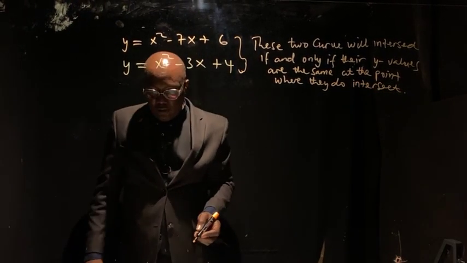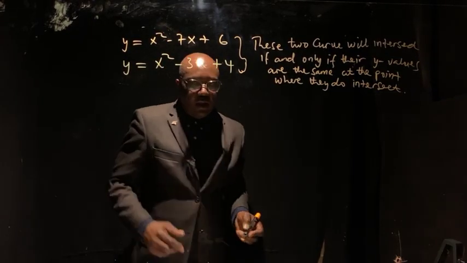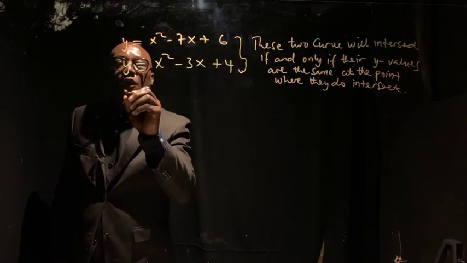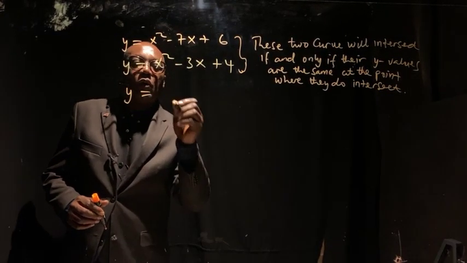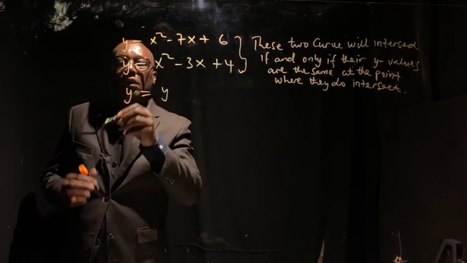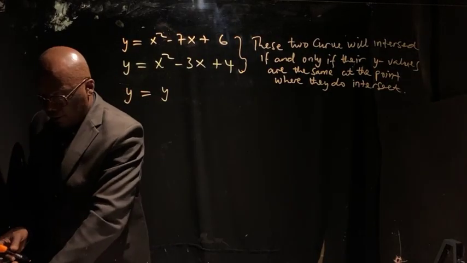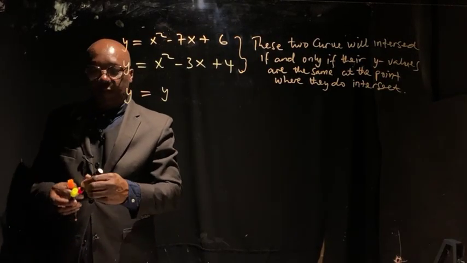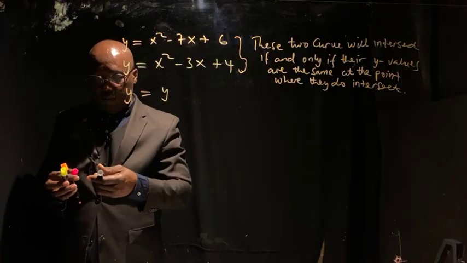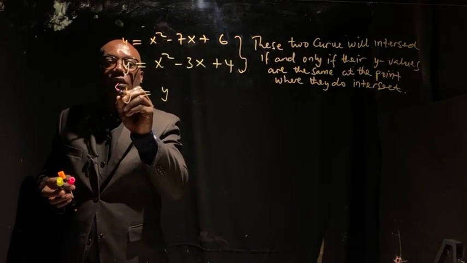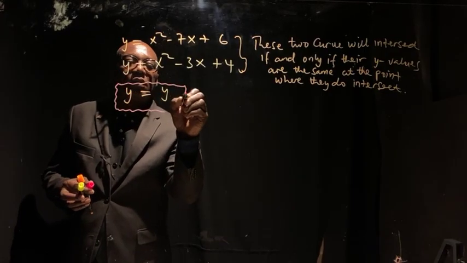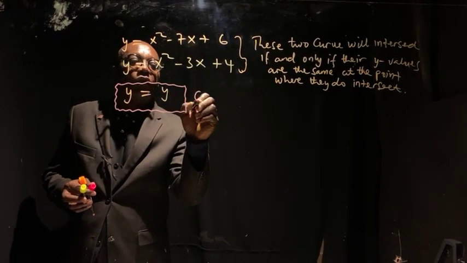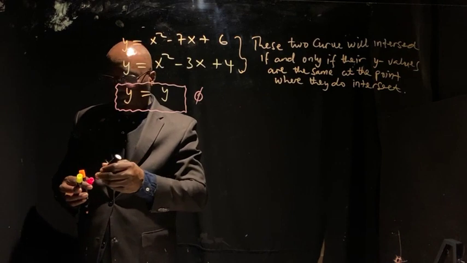Good. What's the meaning of that? At the point of intersection, y will be equal to y. This equation will be very vital. I'll call it equation 5.